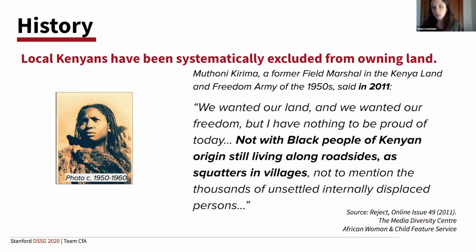So I'm going to go ahead and read this quote from Field Marshal Muthoni, who in the 1950s was a high-ranking officer in the Land and Freedom Army, because she describes much better than I can the ways that post-colonial land transfers went to a very small number of people and families, some settlers and some native Kenyans who had collaborated closely with the colonial government. So she says in 2011, "We wanted our land and we wanted our freedom, but I have nothing to be proud of today, not with Black people of Kenyan origin still living along roadsides as squatters and villagers, not to mention the thousands of unsettled, internally displaced persons."